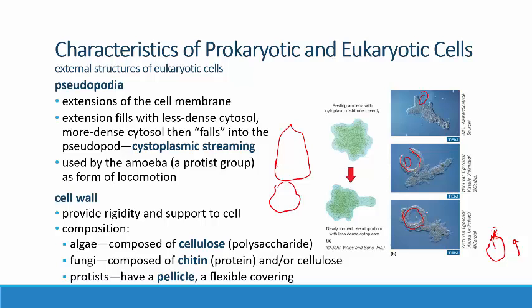That lettuce has fiber in it because of the cellulose. Fungi, their cell walls are composed of a protein called chitin. So it's a protein and polysaccharide. So they use either chitin, or they also can use cellulose as their cell wall material.